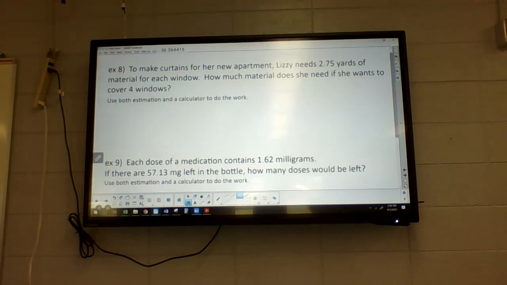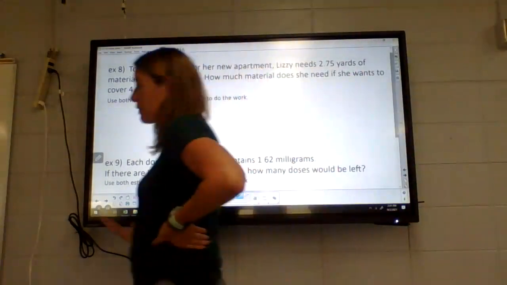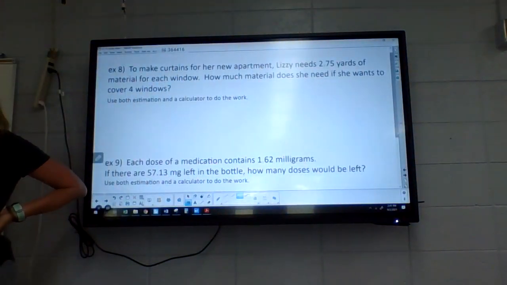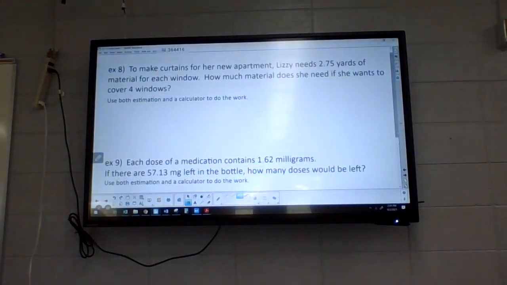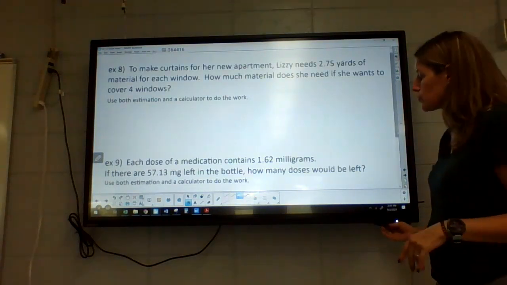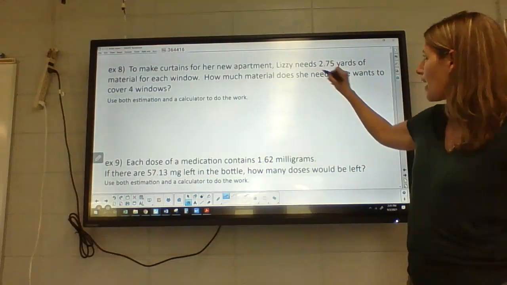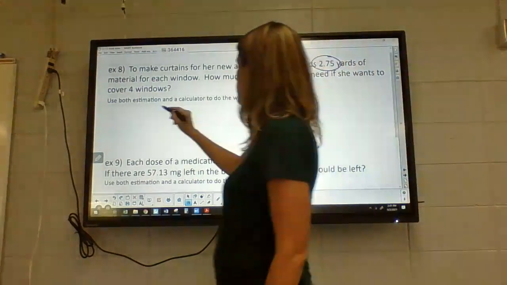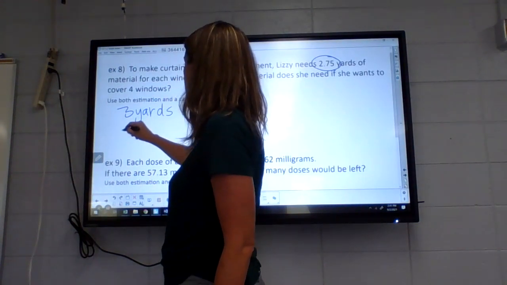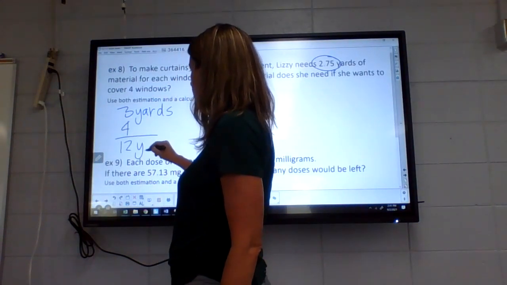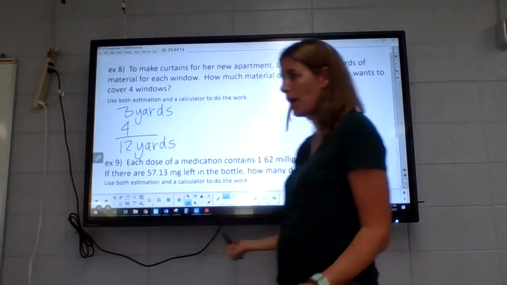To make curtains for a new apartment, Lizzie needs 2.75 yards of material for each window. How much material does she need if she wants to cover 4 windows? And this one, in terms of estimation, might be one that actually makes sense to estimate. Maybe if she's buying yards of fabric, she has to buy a whole yard. She can't do a decimal. I don't know. So if we're doing estimation, 2.75, I would call that 3. So 3 yards for 4 windows. That would be 12 yards. So again, if I want an exact number, this would probably be a good way to do it.